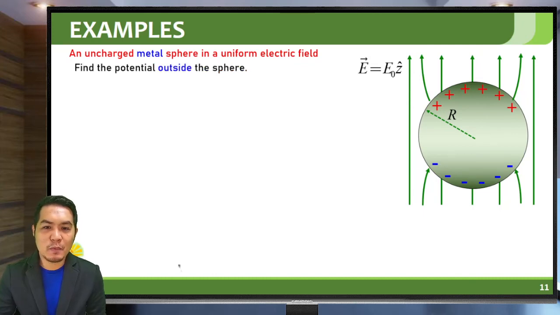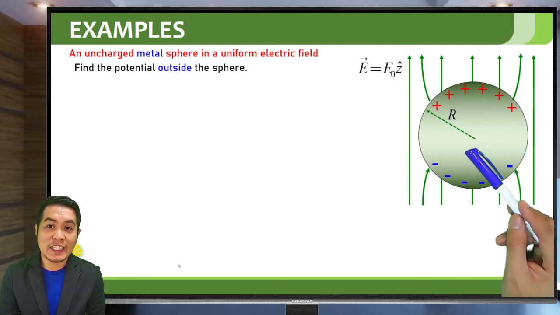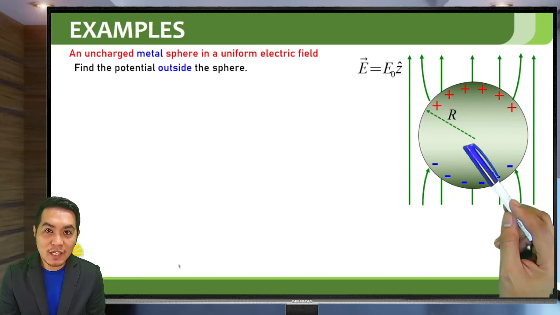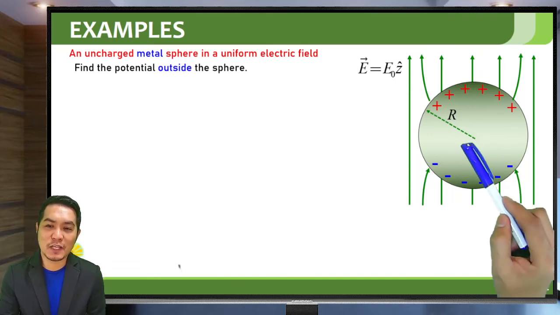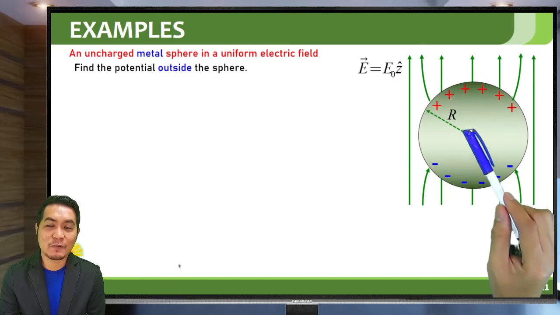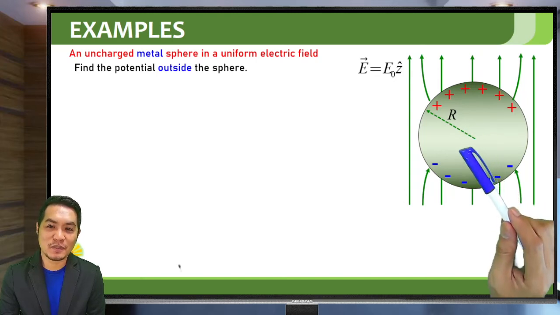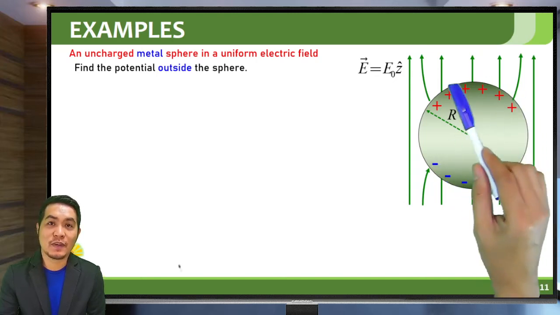In this problem, we are asked to find the potential outside the sphere. Since this is a metal, a conductor, the electric field inside is 0, meaning the potential inside is constant, and we'll just assume that it's 0, since 0 is a constant potential. So the electric field inside is 0, and the potential inside is also 0 up to the surface.